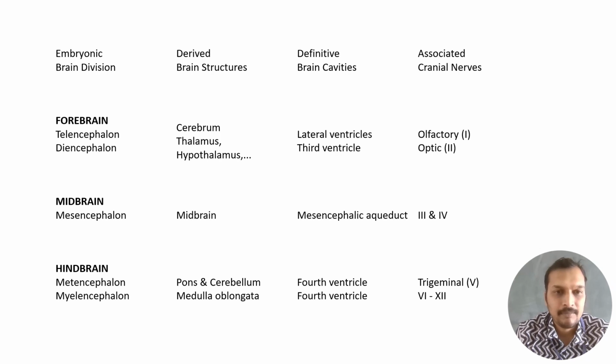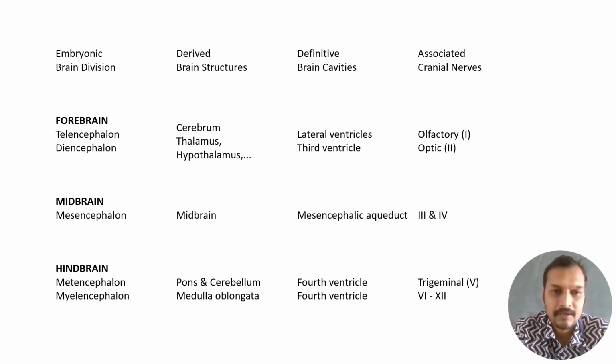In our embryonic brain development, the forebrain consists of the telencephalon and the diencephalon, and the derived brain structures are the cerebrum, thalamus, and hypothalamus. The brain cavities present here are the lateral ventricles and the third ventricle. The associated cranial nerves at this level are the olfactory nerve and the optic nerve. Next is the midbrain, that is the mesencephalon, and the derived brain structure is the midbrain. The brain cavity present here is the mesencephalic aqueduct, and the cranial nerves involved are the third cranial nerve and the fourth cranial nerve.